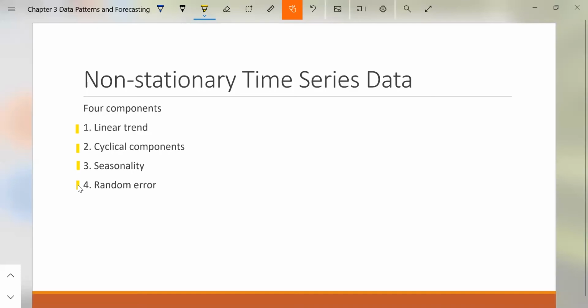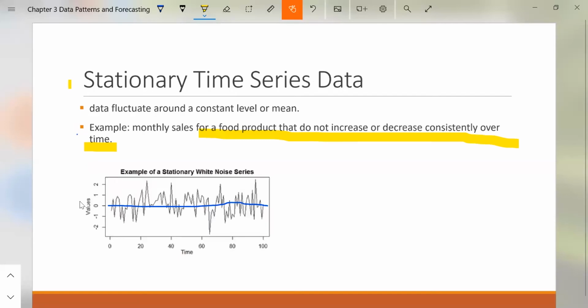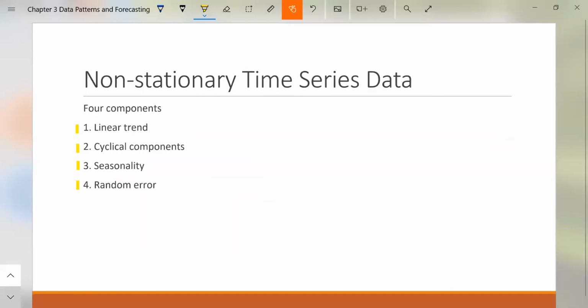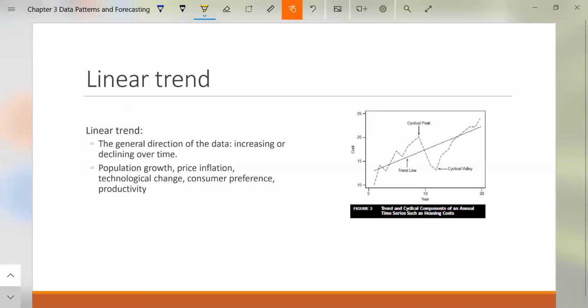This is kind of special. The random error does not show any specific pattern. It's completely random. It could be up and down. And actually, when you look at the stationary time series data, we can say that this time series data consists of random error that is going up and down, but it's not deviating from the constant mean, which is the blue line, consistently. So that's the random error. No pattern, no trend. You can't observe anything. You feel like it's going everywhere. That's the random error. Okay.